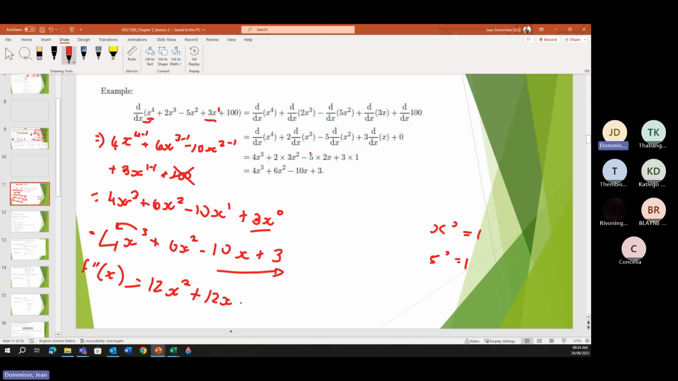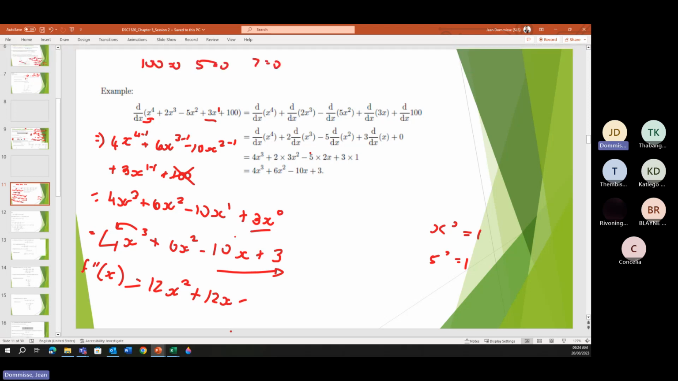And then we have the minus 10x. So again, x will be 1 minus 1, which will go to x to the power of 0. So if we needed to do second differentiation, our answer would have been 12x to the power of 2 plus 12x minus 10.